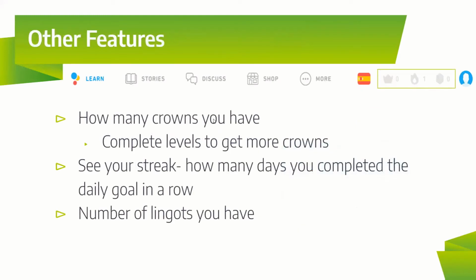Other features of Duolingo: how many crowns you have. You can complete levels to get more crowns, and in return, these crowns will show you how much you've practiced overall, and it's a good meter for you to see how much you've done. You can also see your streak, how many days you have completed the daily goal in a row. This allows you once more to have a bit more fun because you can give yourself an objective to reach. And finally, it can also show you the amount of lingots you have. So this is how it will look. Here are your crowns, this is your day streak, and then this is your lingots value.